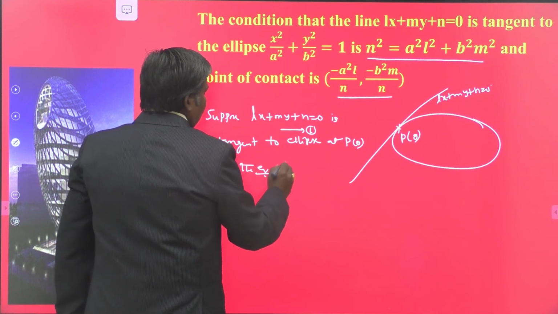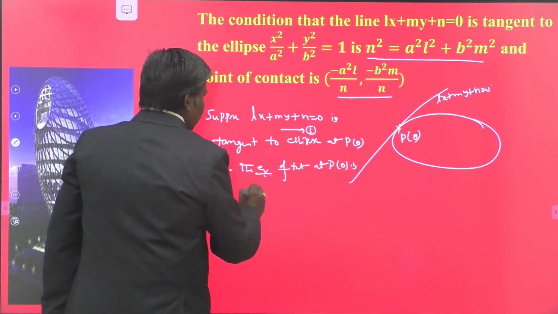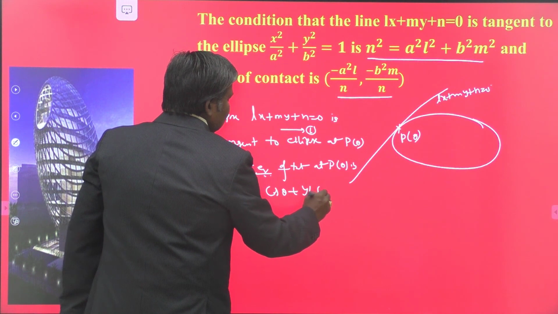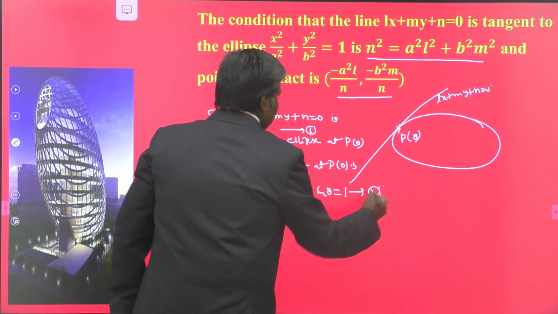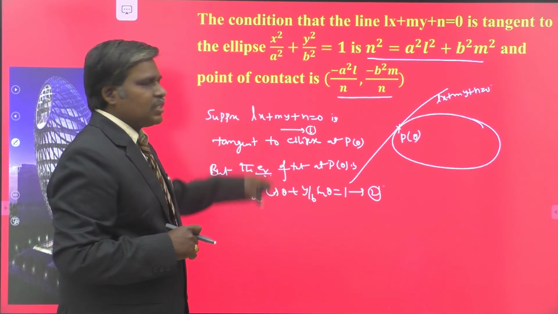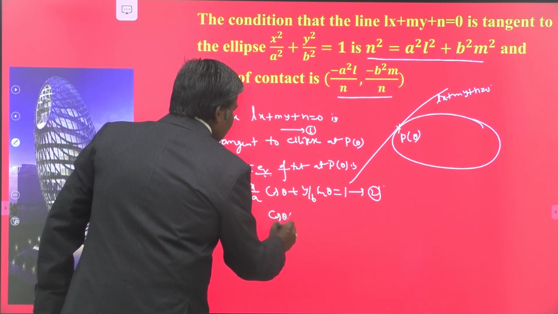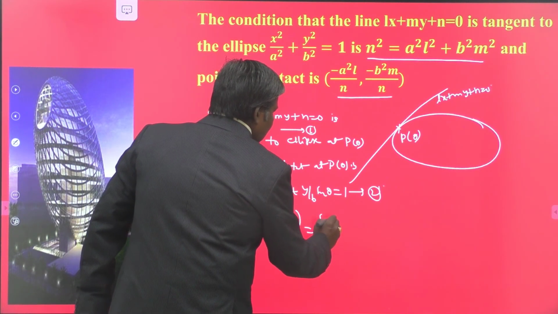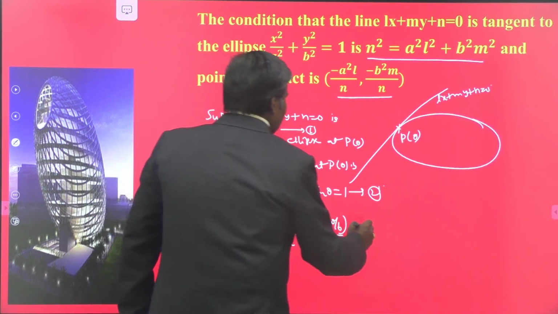The equation of tangent at P(θ) is x/(a cos θ) + y/(b sin θ) = 1. This is equation number 2. This is the given tangent, and this is the obtained tangent. Now both represent the same line. Comparing like coefficients, we get cos θ/a by l = sin θ/b by m = 1 by -n.